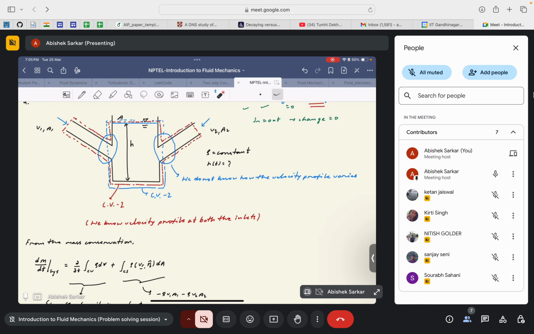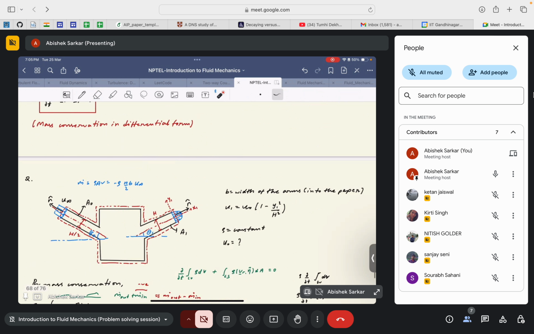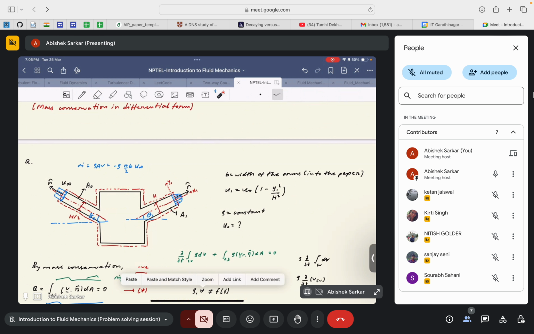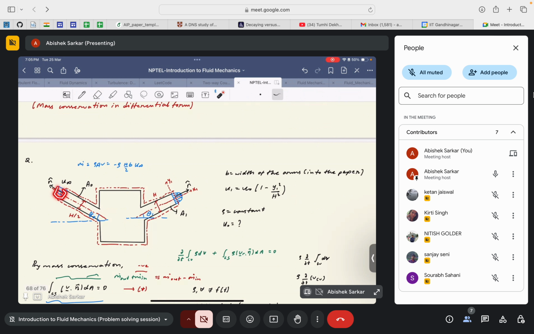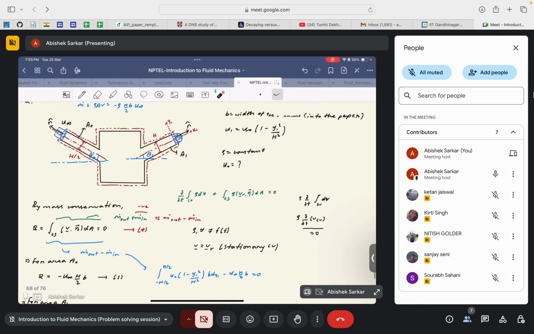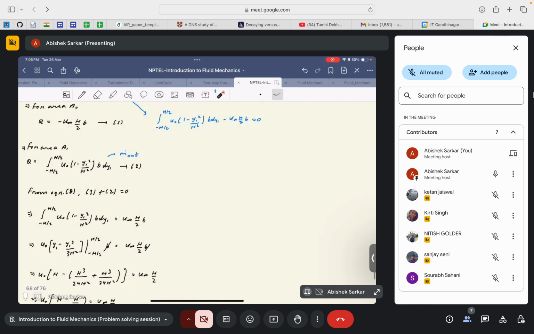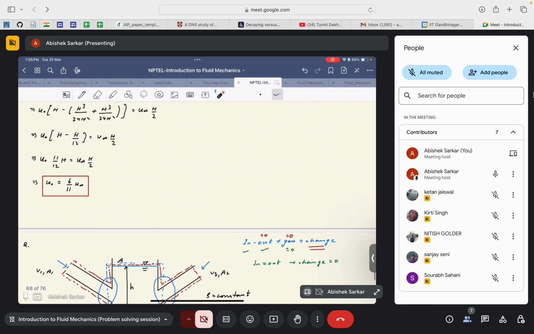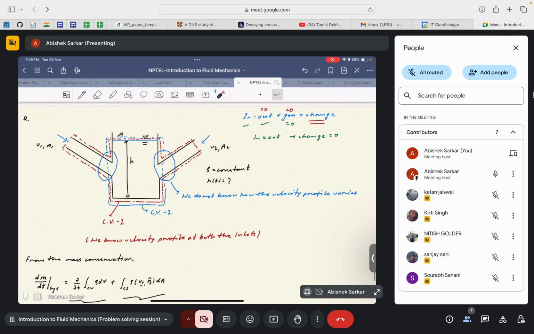And a similar case, if I go back, was done here as well. Here we have chosen the control volume such that we know the velocity at the inlets and outlets. So here we know the velocity at the inlet, and here also we know the velocity profile at the outlet. So that's why the choice of control volume is very crucial in solving these kinds of problems.